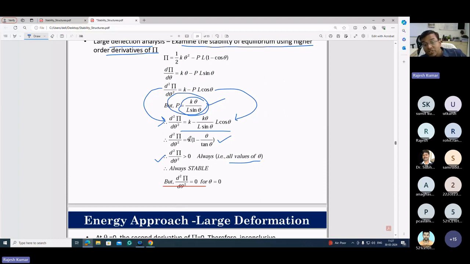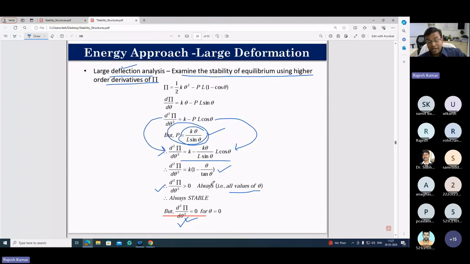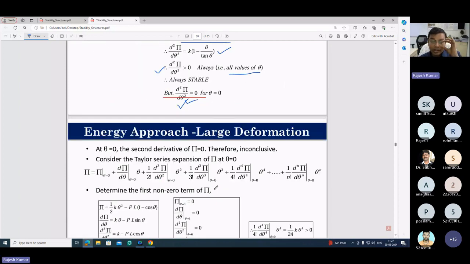But exactly at theta equal to 0, what will happen? This becomes 1. So this will become equal to 0. Exactly at theta equal to 0, the second order derivative becomes equal to 0. Now at theta equal to 0, I am not able to find whether it is stable or unstable. Okay, then how to find it? Exactly at theta equal to 0, the second order derivative of pi is equal to 0.